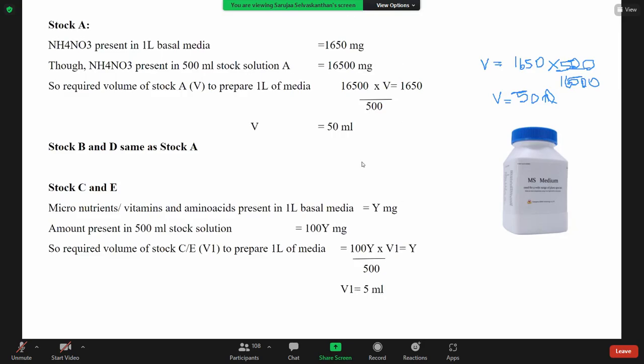Sometimes we have to prepare 2 liter media. So in the 2 liter media, 2 Y should be present. But the amount present in 500 milliliter is the same, 100 Y. So if we want to prepare 2 Y, V1 should be 10 milliliter. Yes or no?